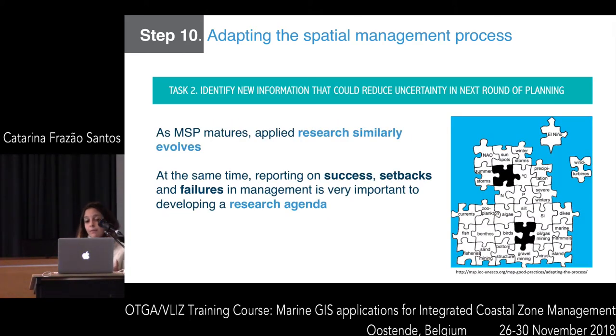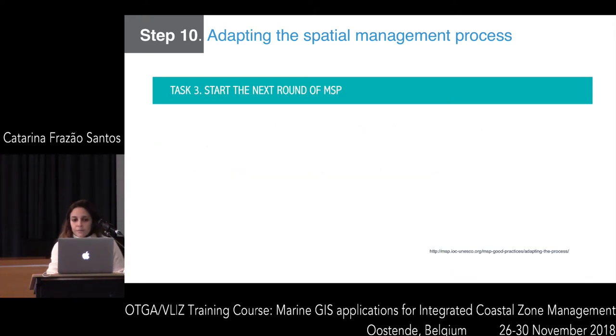And so, as marine spatial planning is developed, applied research also evolves, and new information is continuously produced and becoming available. And at the same time, it's important to report on the problems, the setbacks and failures, and the things that went well in the management of that area to establish needs for new research that is needed to develop a research agenda.